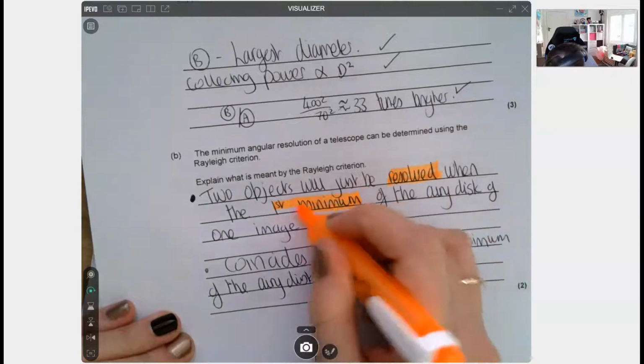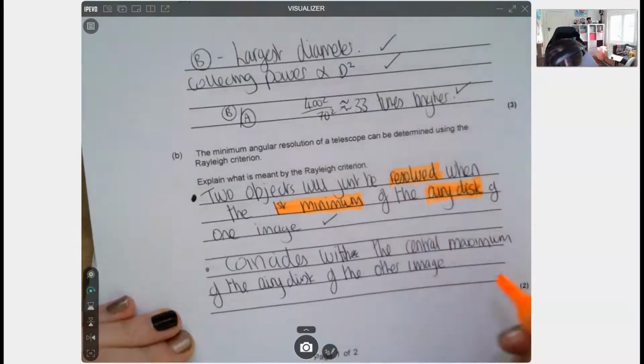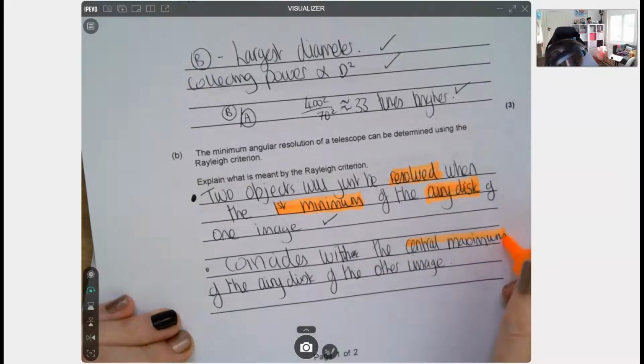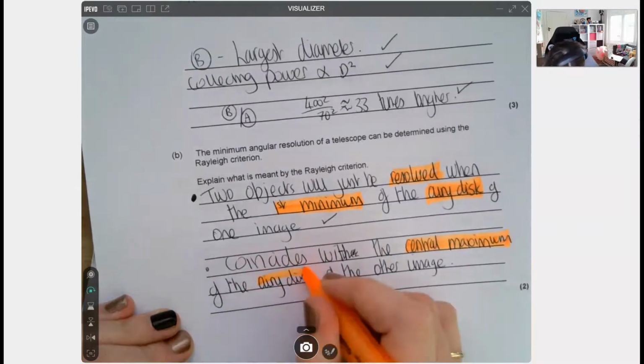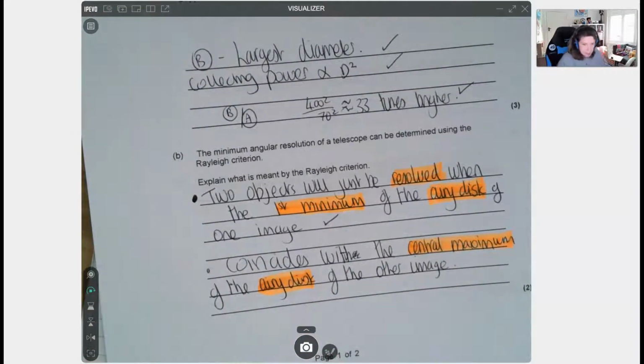first minimum, airy disk, central maximum, secondary disk. I mean, they're the key points it's looking for. You can check on the actual mark scheme for what you have to say. So learn that off by heart. I know it's difficult. Okay.